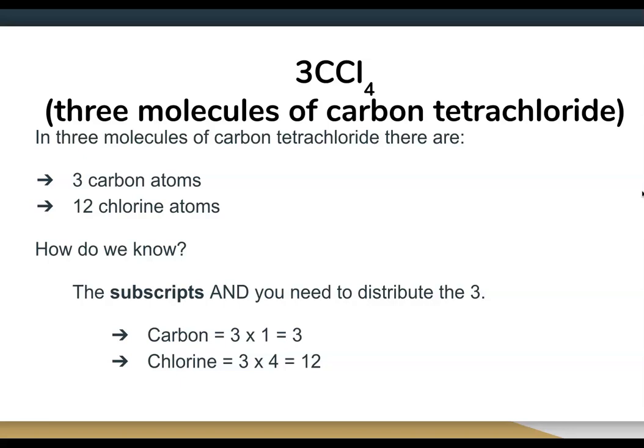There was a 4 subscript on the chlorine, so that means 4 atoms, plus you need to apply the 3. There is 3 times Cl4. 3 times 4 is 12, so that means 12 chlorine atoms. In 3 molecules of carbon tetrachloride, there are 3 carbon atoms and 12 chlorine atoms.